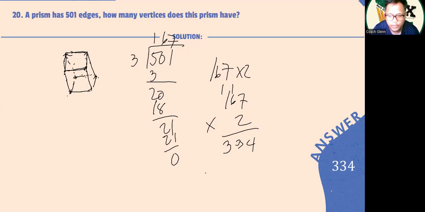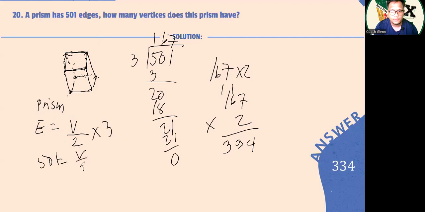So one shortcut that we can do here: for a prism, edges is just equal to vertices divided by 2 times 3, okay? Your edge is equal to your vertices divided by 2 times 3, for prisms. So you can just substitute here. If we use this formula, substitute 501. First divide by 3 on both sides, 167, and then multiply by 2, 334. So we still arrive at the same answer.